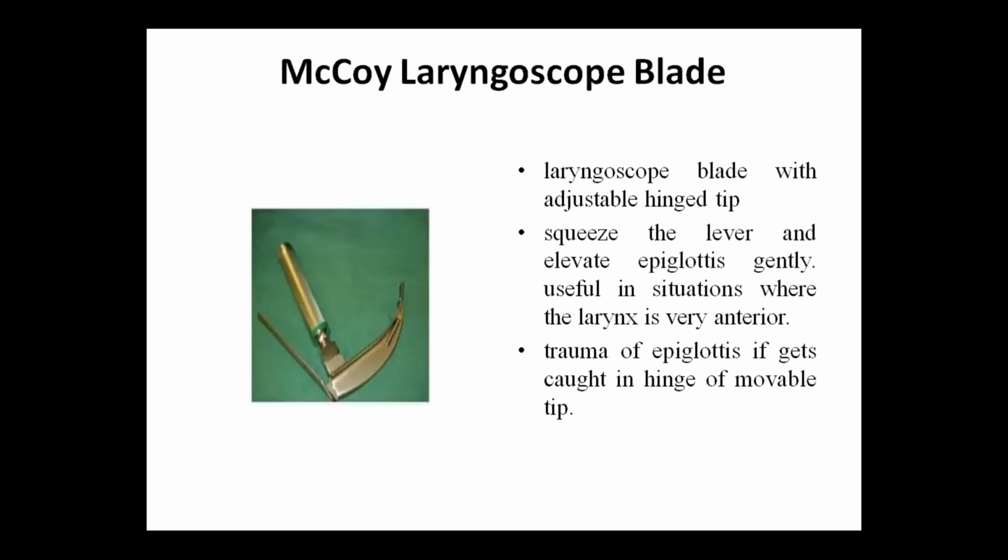Now, this is another blade which you will very commonly find on the table. That is the McCoy blade. It's similar to the Macintosh blade. It's a curved blade, but it has an adjustable hinge tip and a lever is present.